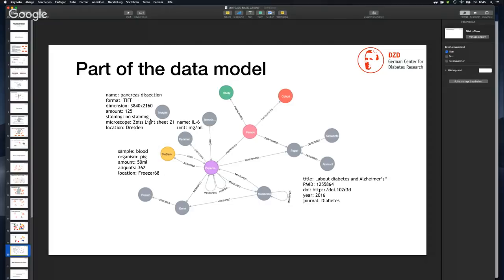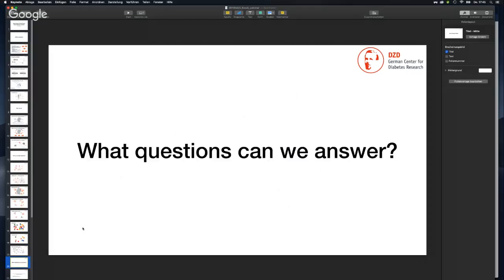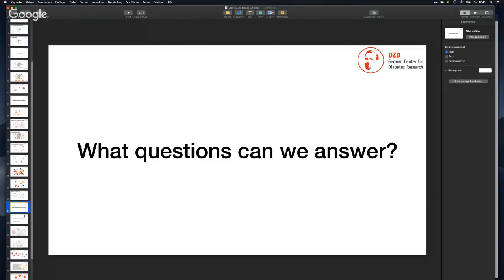We have image data where we can say we have a microscopic image. What can we see in the picture? How many pictures do we have? And the main focus in this data model is the parameters. So which parameters are measured or captured in different experiments across the locations, across the disciplines, and across species. So what kind of questions can we answer with this?